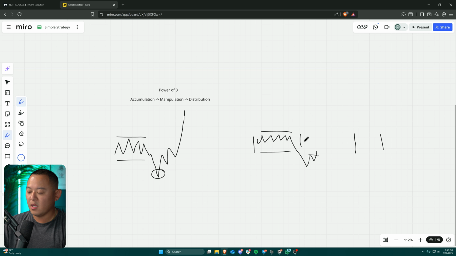They're manipulating it lower ahead of the close. And then by the close, it might trade much higher. Now, as long as this aligns with our higher time frame analysis, this is essentially power of three. So you're probably wondering, how do I implement power of three in my trading strategy?